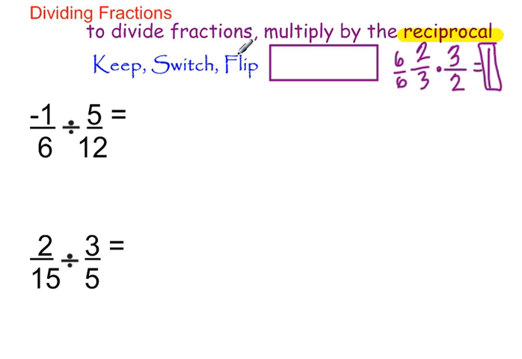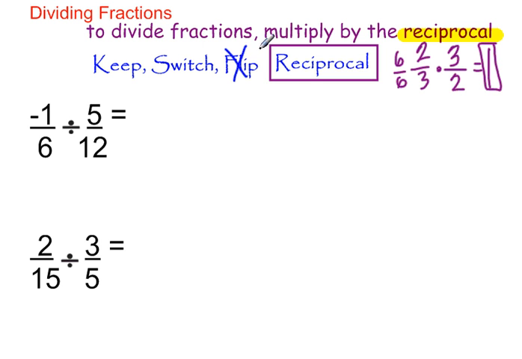So to find the reciprocal, the easy way to think about it is to just say flip it over. Now in 6th grade, you probably learned keep, switch, flip. Well, we're in 7th grade, and I want us to have some technical math definitions, some academic vocabulary. So we're not going to use the word flip anymore. We're going to use the word reciprocal. Keep, switch, reciprocal. And you'll hear me saying that in class.